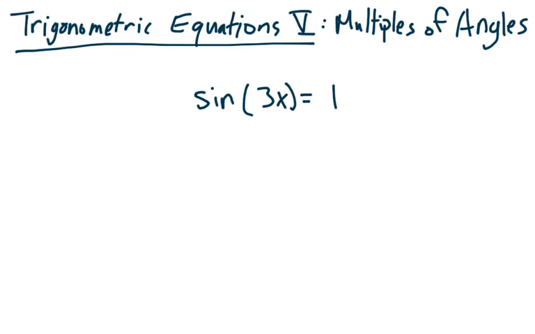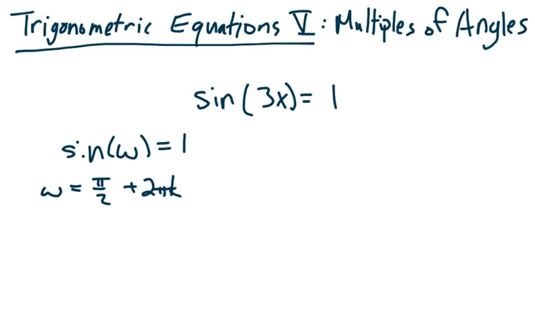How does it work? Well, you know that if you have sine of omega equals 1, you look for the angles for which sine is equal to 1. And so you say, well, where is sine equal to 1? When omega, the inside, is equal to pi over 2. Or, finding all the solutions, we would say plus 2 pi times k, where k is any integer, right?